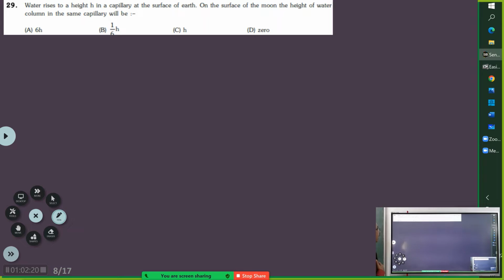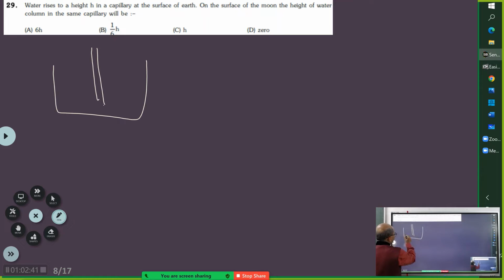Water rises to a height h in a capillary on the surface of Earth, on the surface of Moon. Again here, you should know the basic derivation for this. If you don't remember the formula, in fact I don't remember most of the formulas. Basics only I remember. So I go with this to solve this problem.